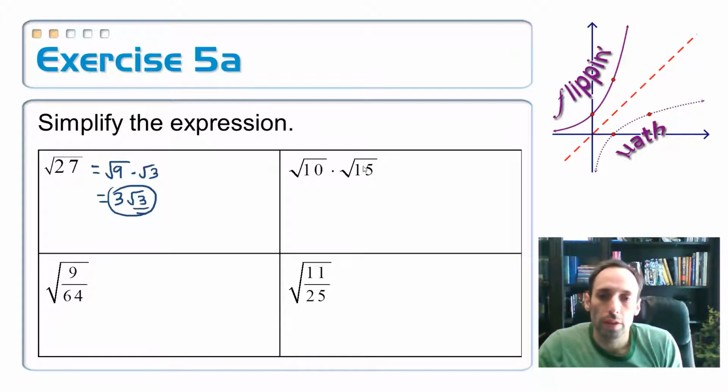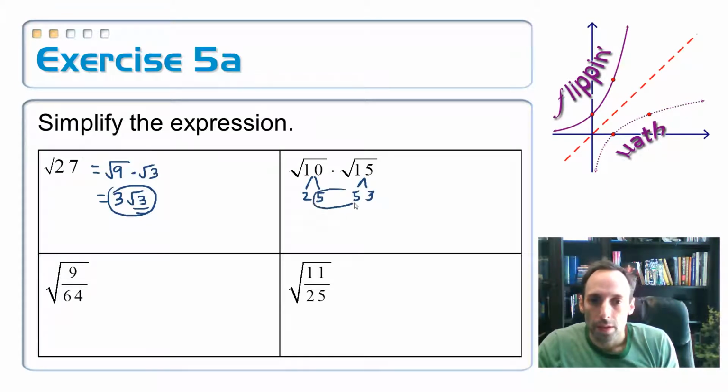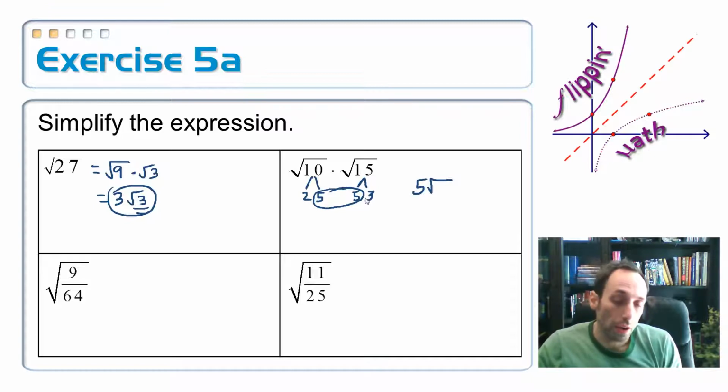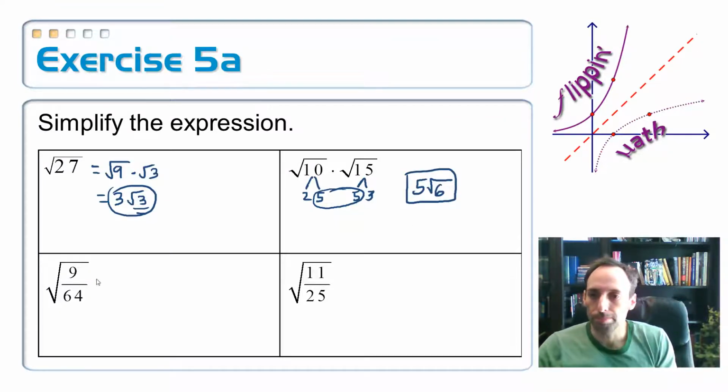Okay, rather than multiplying these two things out together, I'm going to make a double factor tree here. This is 2 times 5, and this is 5 times 3. Notice I have a pair of 5s here, so one of those gets to come out, and the 2 times the 3, they don't have pairs, so they get to be multiplied together, and they're brought on the inside, so square root is 6. Okay.